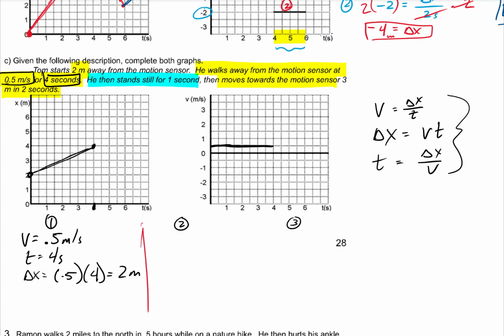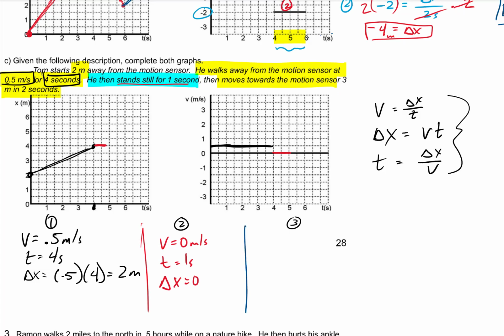For the second chunk, what they tell me is that he stands still for 1 second. So that means the velocity is 0 meters per second because we're standing still. The time is 1 second, and if we're not moving, the delta x is 0. So that means for this entire second, we're going to have a flat line for position because the velocity is 0. And then on the velocity graph, we're going to graph a 0 velocity because we're not moving.